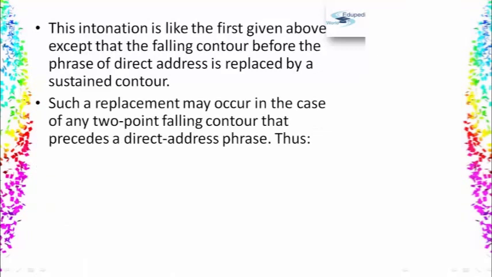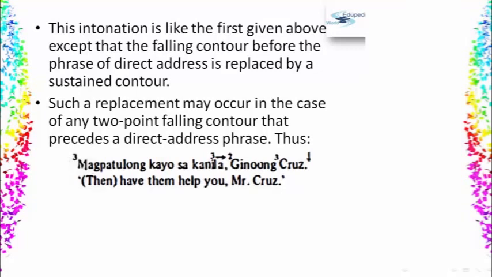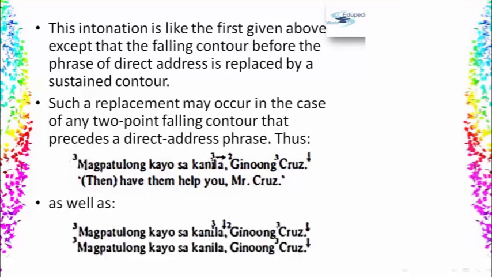This intonation is like the first given above, except that the following contour before the phrase of direct address is replaced by a sustained contour. Such a replacement may occur in the case of any two-point falling contour that precedes a direct address phrase. For example, we have magpatulong kayo sa kanila, Ginoong Cruz. Then have them help you, Mr. Cruz. As well as, magpatulong kayo sa kanila, Ginoong Cruz.